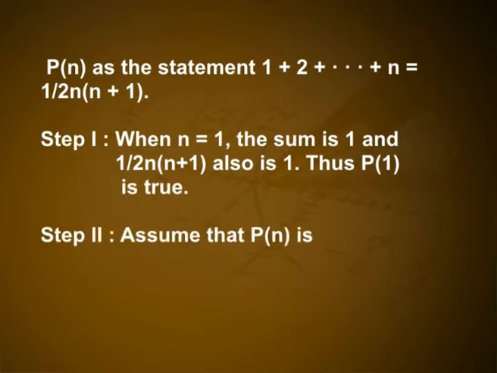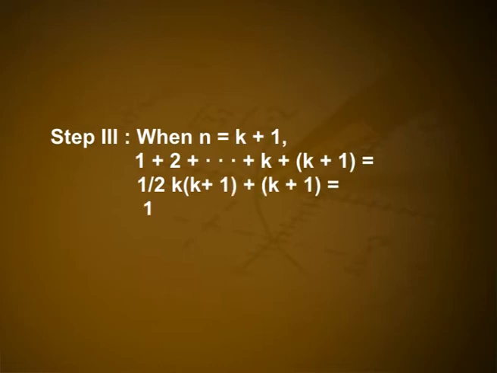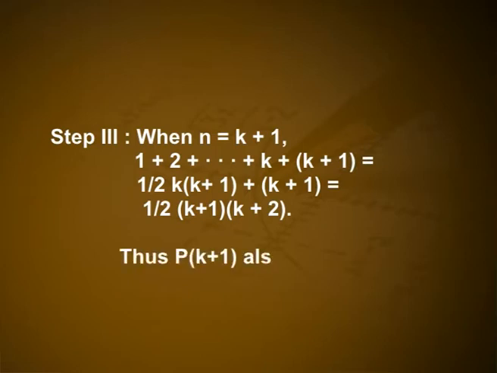Step 2. Assume that P of n is true for some k, that is 1 plus 2 plus etc. plus k equals half into k into k plus 1. Step 3. When n equals k plus 1, 1 plus 2 plus etc. plus k plus 1 equals half into k into k plus 1 plus k plus 1 equals half into k plus 1 into k plus 2. Thus, P of k plus 1 also is true. By the method of mathematical induction, the proof is complete.